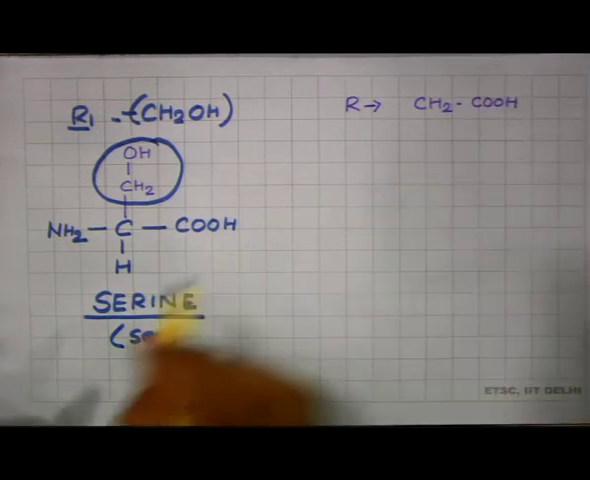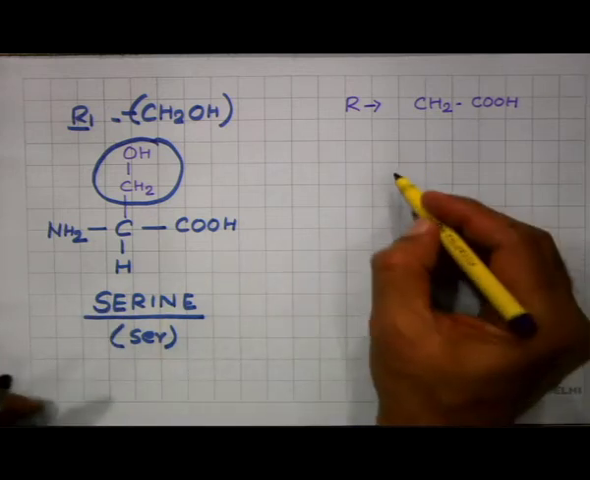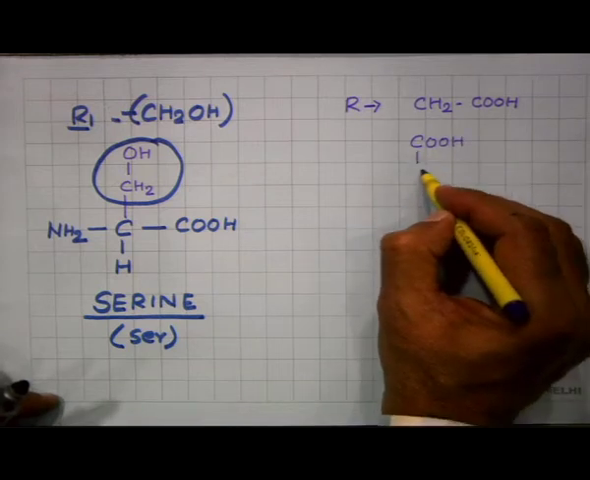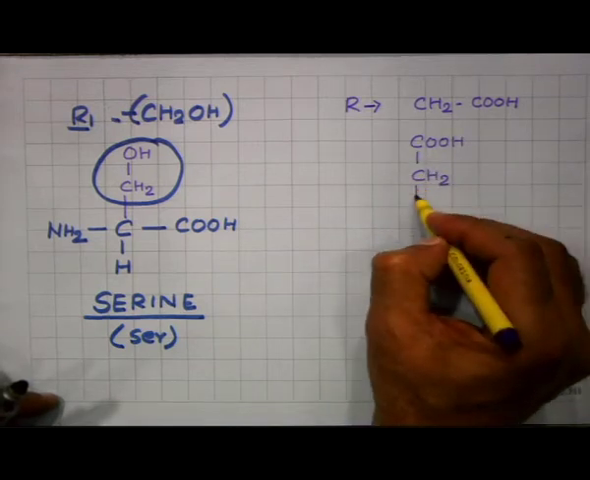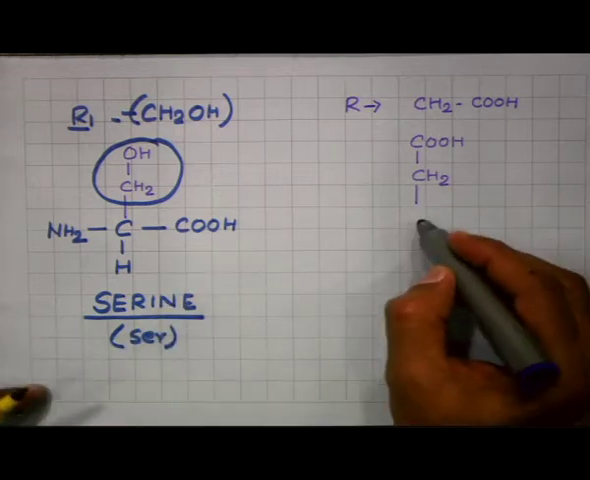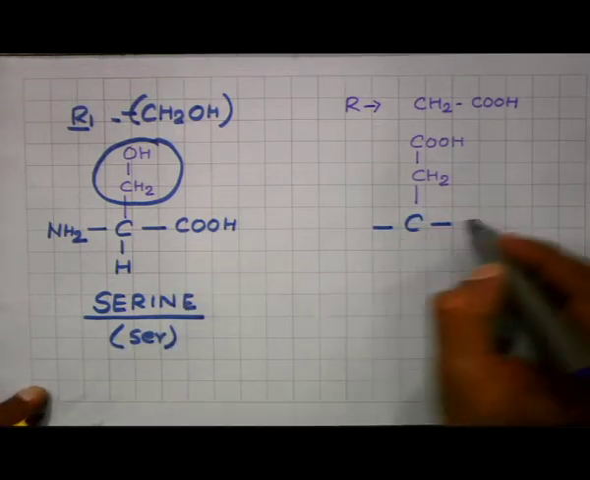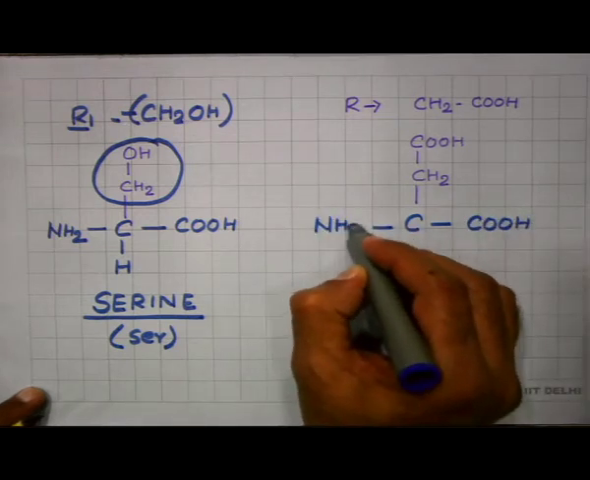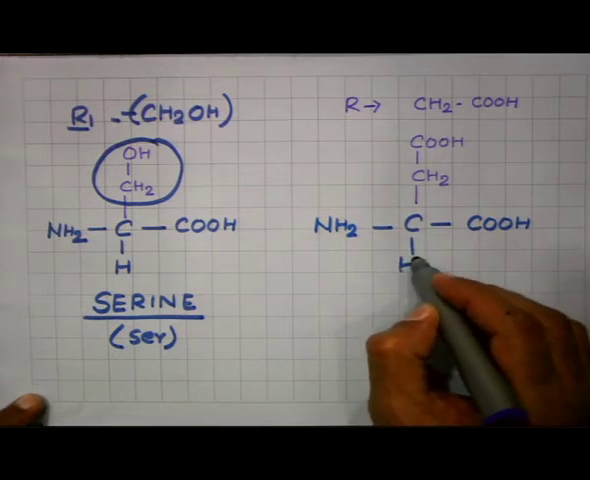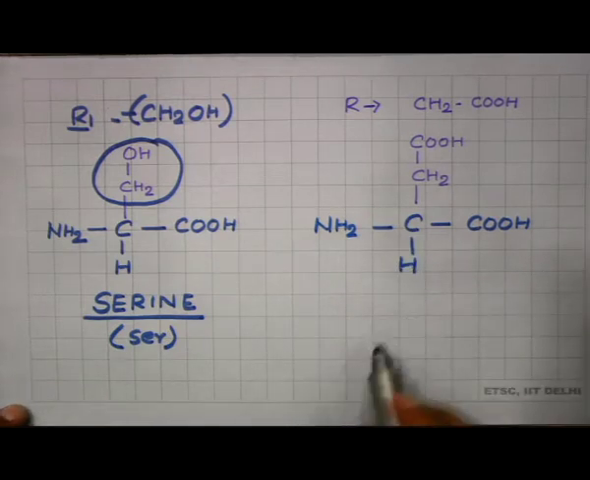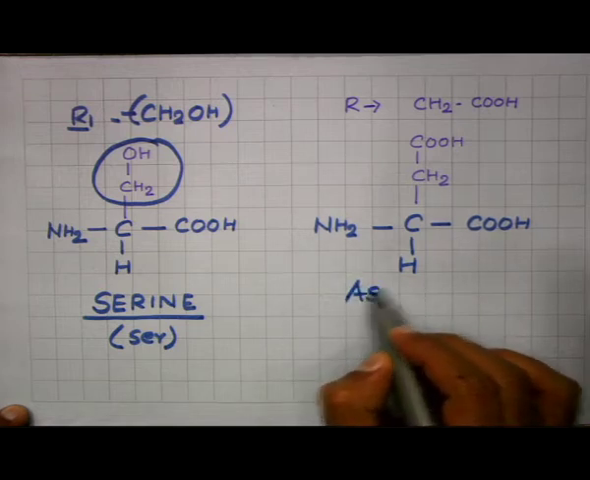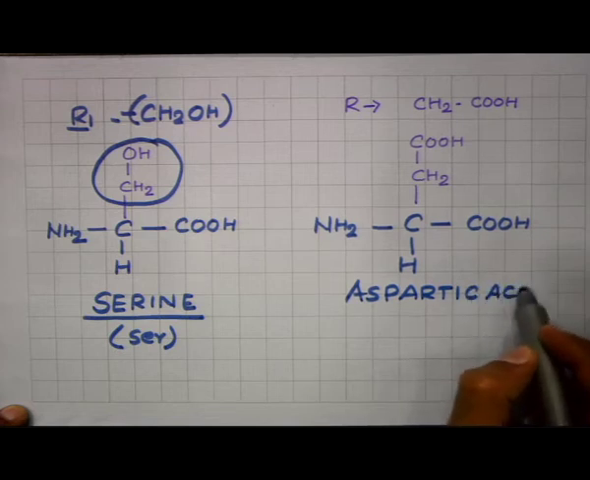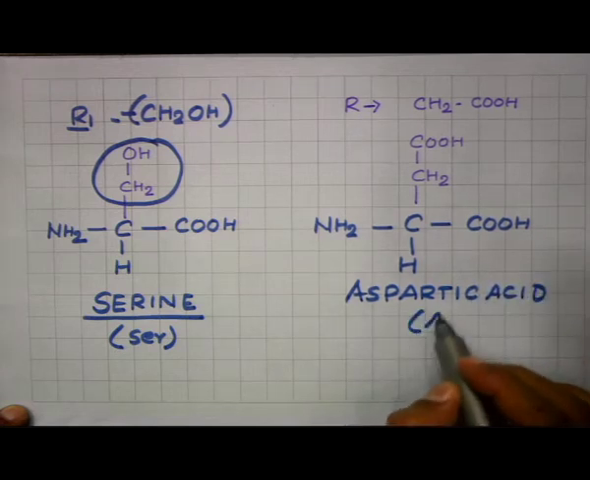If the R is substituted by CH2COOH, then what happens? The R is substituted by COOH CH2, then you can write the basic form: COOH, NH2 and H. So, this is called aspartic acid, aspartic acid, it is ASP.